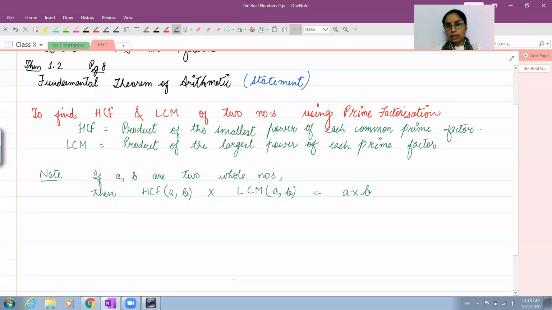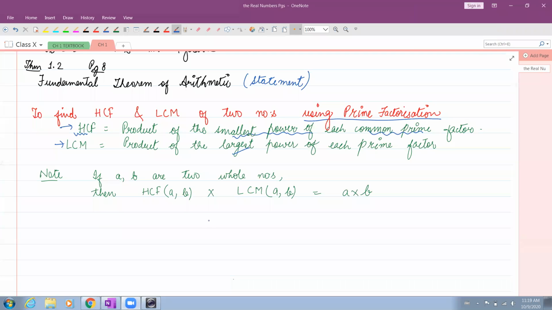And once you have done that, आपने numbers की prime factorization कर ली, उसको use करके जब आपने HCF और LCM लिखना है, what you will be doing is, for the HCF, now H stands for highest, but we will be taking the smallest power of each common prime factor. And then for LCM, we will be taking the product of the largest power of each of the prime factors, doesn't matter whether it's common or not.